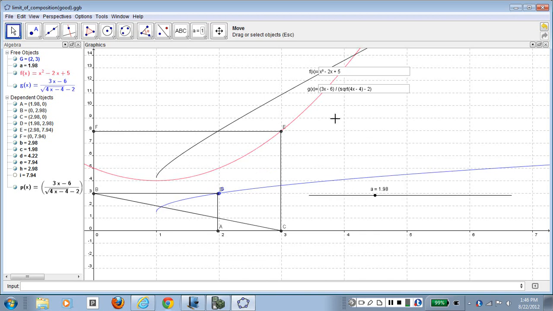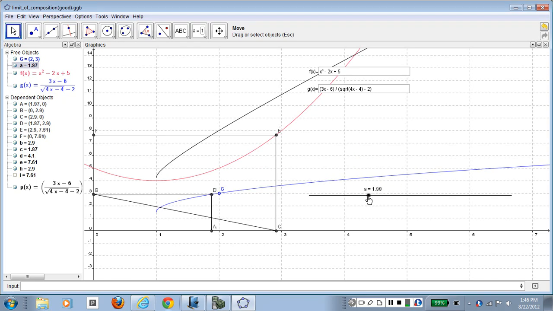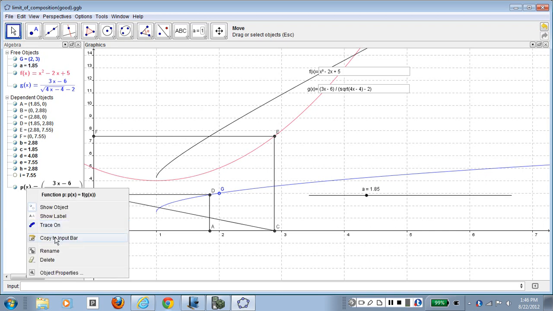That did not do what I wanted to do, sorry. But the original idea hopefully would have worked okay. We don't need the p function either. Get rid of that.